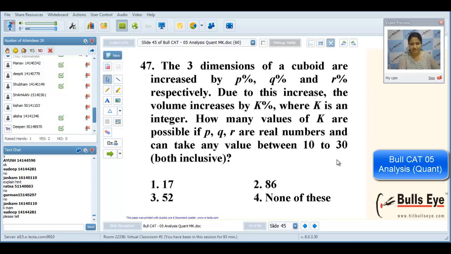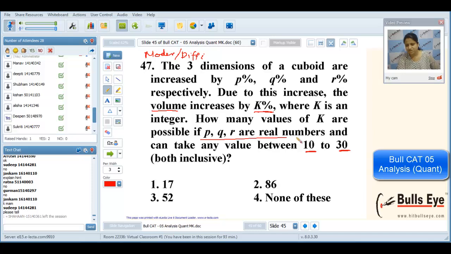47th, good one. I'll take it as moderate come difficult. Yes, Sudeep, what is the thing? The dimensions of a cuboid are increased by p%, q% and r% respectively. The minimum value of p, q, r should be 10. The maximum value of p, q, r should be 30. So we want to calculate, see, volume is increasing by k%. How many values of k are possible if p, q, r are real numbers?